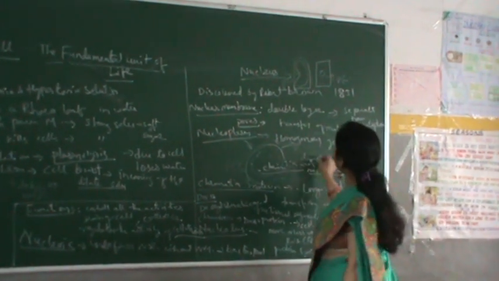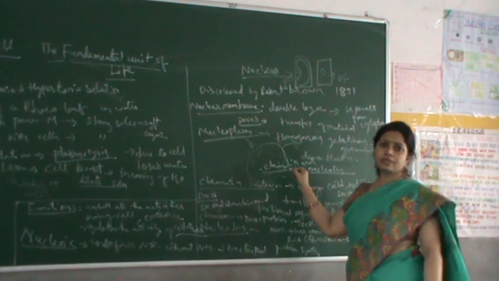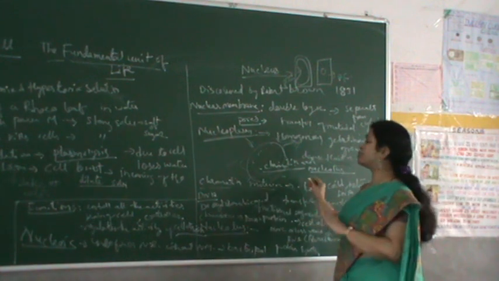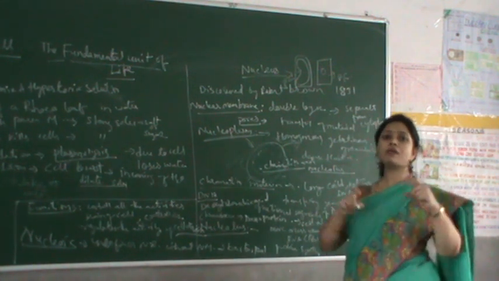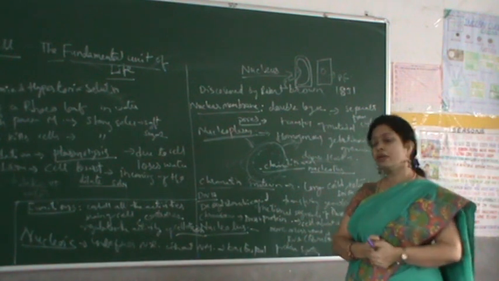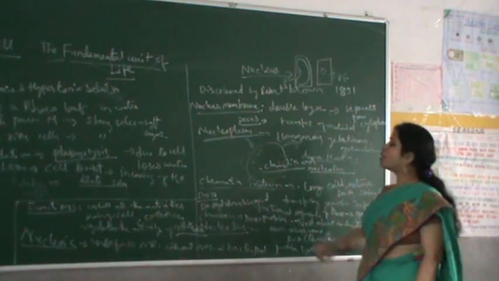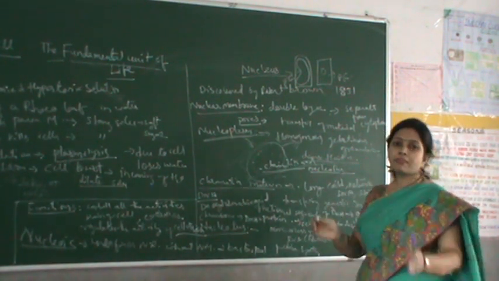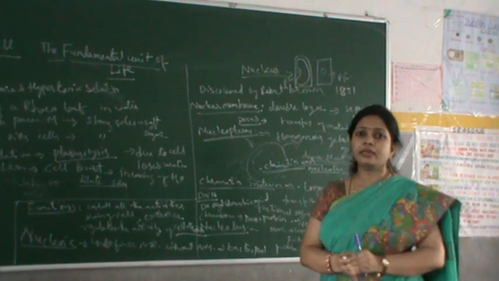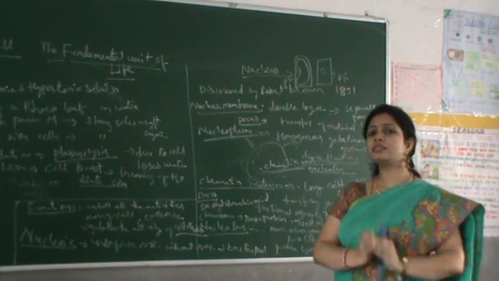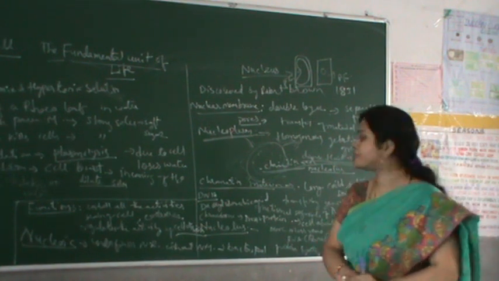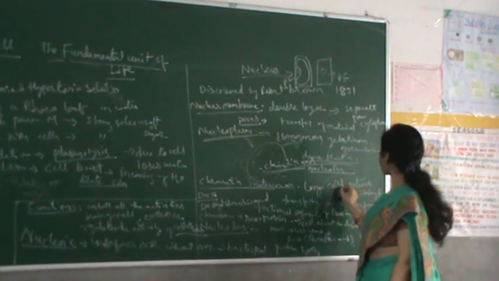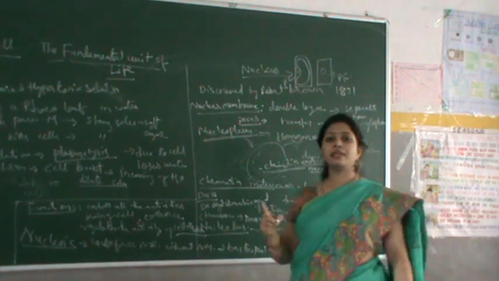Coming to what chromatin material is. When the cell is going to divide, it becomes long thread-like structures called chromosomes. If the cell is not going to divide, it is a coiled network of DNA, a massive, dense material when the cell is not dividing. What is this dense material responsible for? It is composed of DNA, storing the information for the next generation.